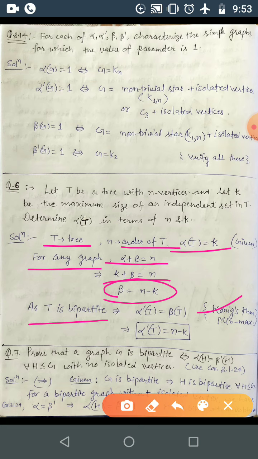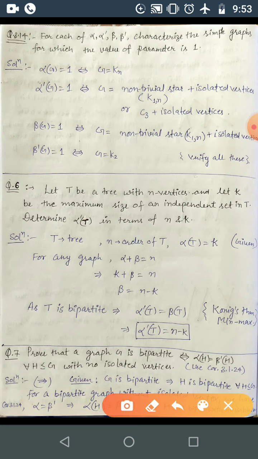we get alpha dash T is equal to beta T. So here beta T we are getting n minus k. That's why alpha dash T we are getting n minus k. And alpha dash is asked. So this will be n minus k.